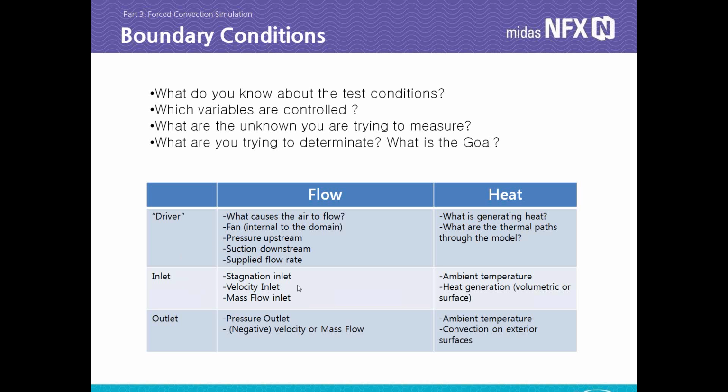Now for the inlets, you have to think about, do I have a stagnation inlet, so an inlet which is fixed, a velocity inlet, a mass flow inlet, and for the heat, what is the ambient temperature, what is the heat generation, volumetric or surfacic, and for the outlets, what is the pressure outlet, negative velocity or mass flow, and same ambient temperature, convection on exterior surfaces.